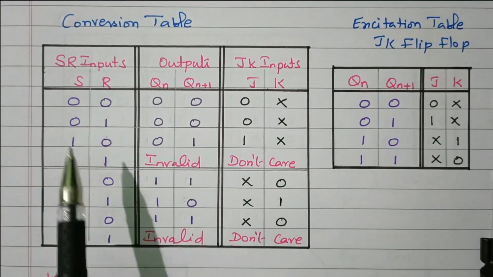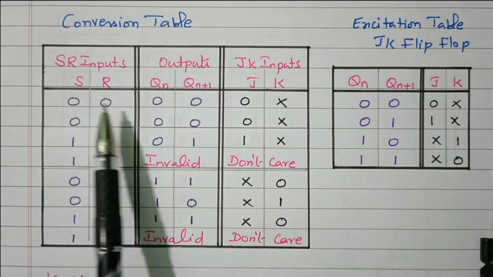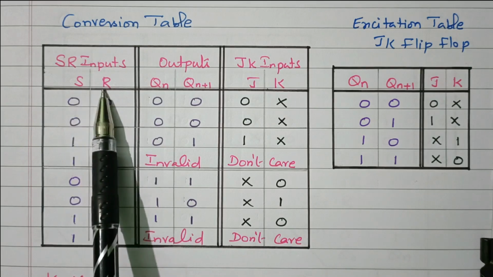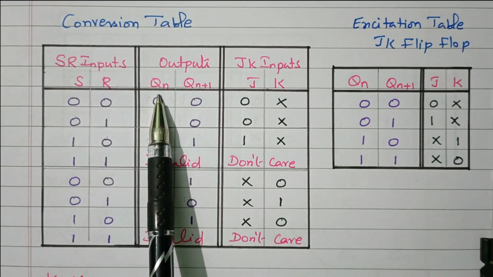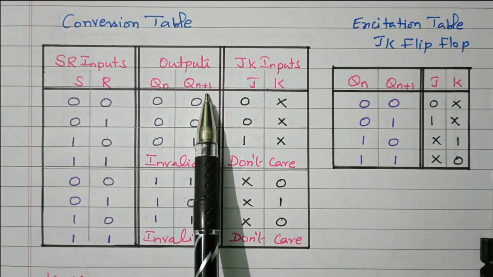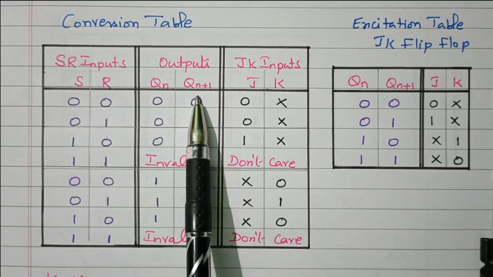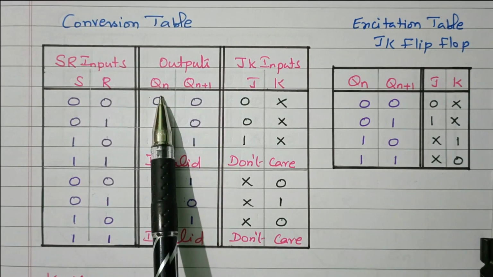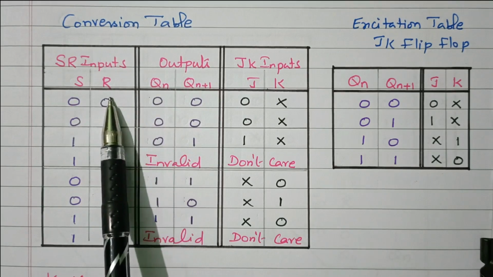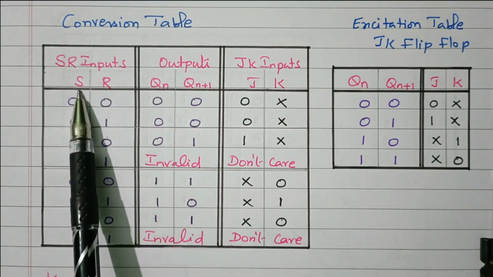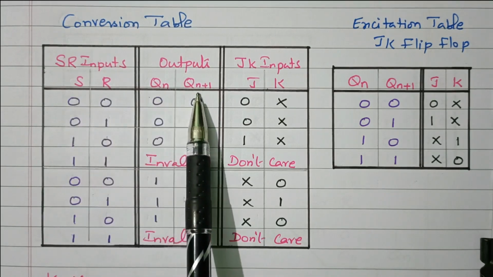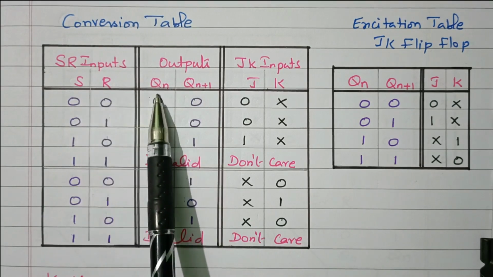First we will see the truth table of the SR flip-flop. So I already told that S and R is the input. This is present state, Qn. Qn plus 1 is the next state. So this next state depends upon the present state output as well as the inputs. So there are 3 things that will decide the Qn plus 1: S, R and Qn.